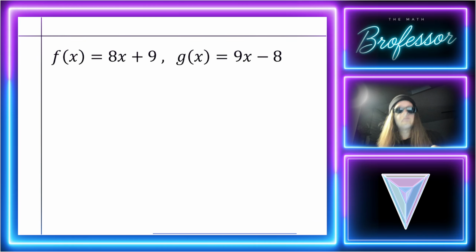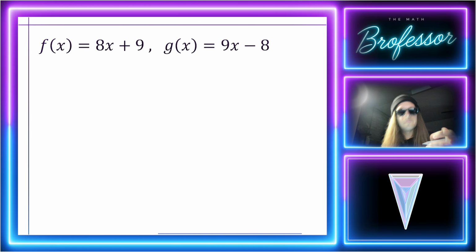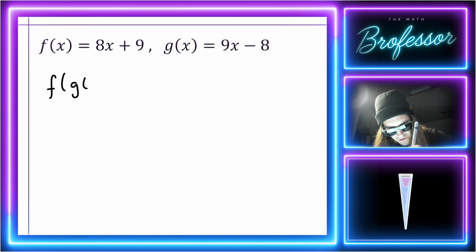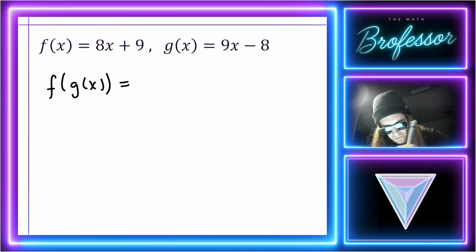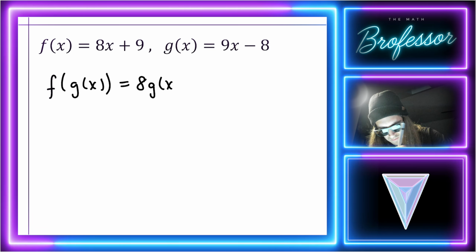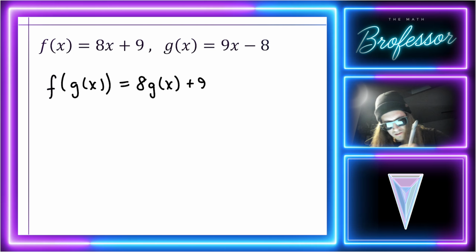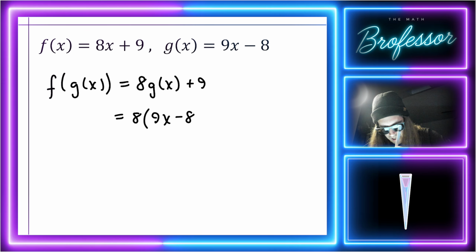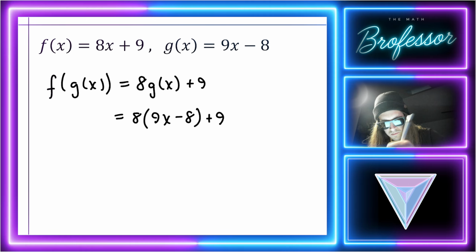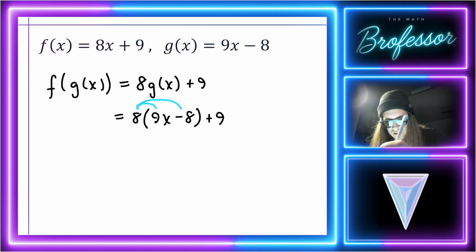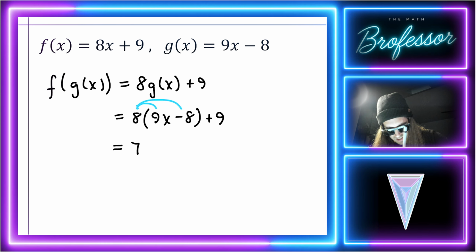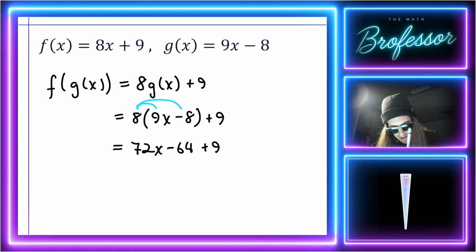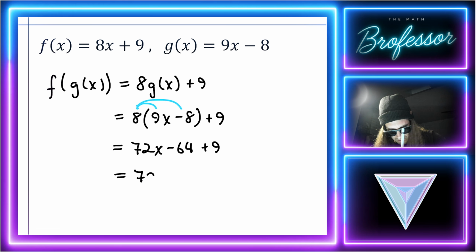Last linear example here, f of g of x is going to be 8 g of x plus 9. Substitute in g of x, which is 9x minus 8, plus 9. We want to distribute that 8. That would give us 72x minus 64 plus 9, and negative 64 plus 9.